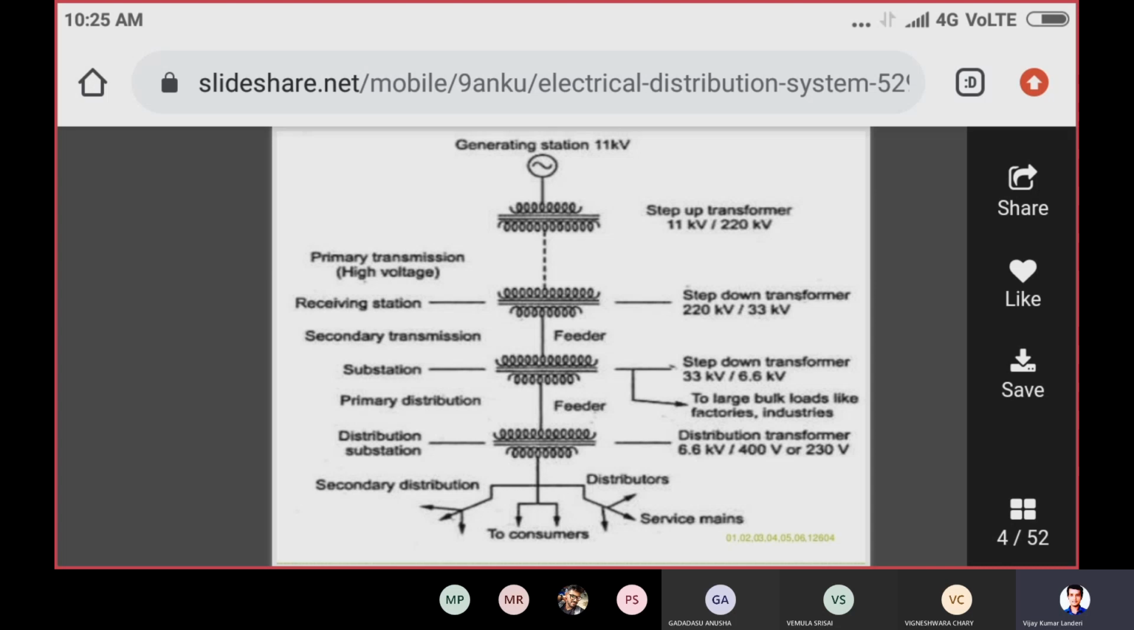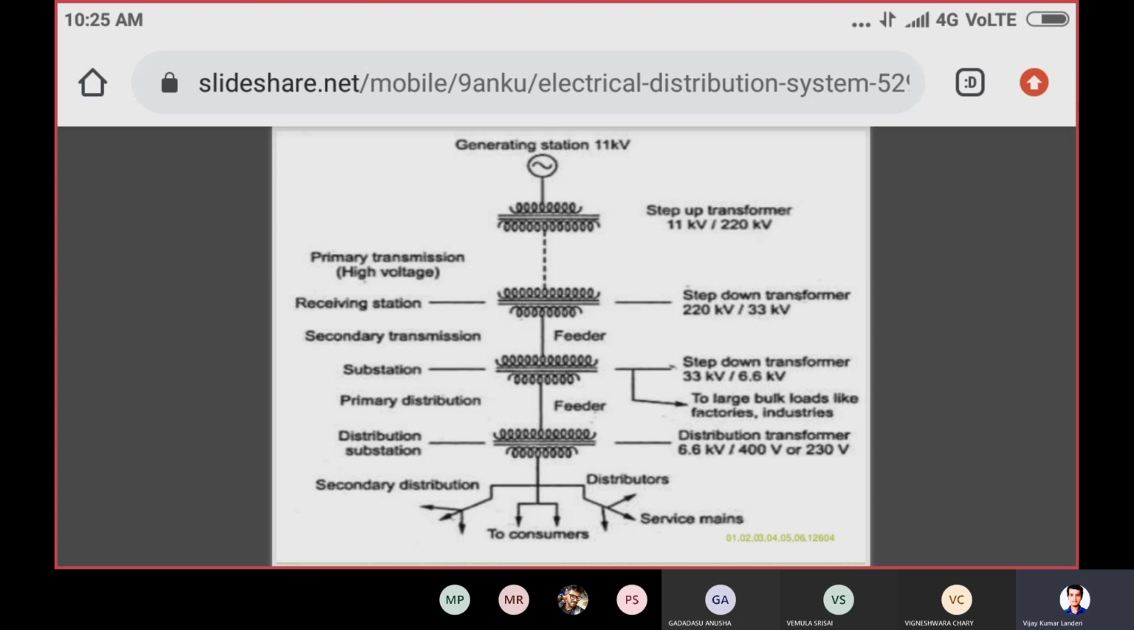So what is primary distribution? Whatever the distribution system that is there between the substation as well as the distribution substation, that we are calling a primary distribution. In this primary distribution, the power is carried by the feeders.